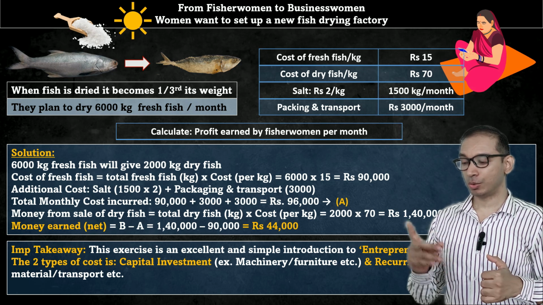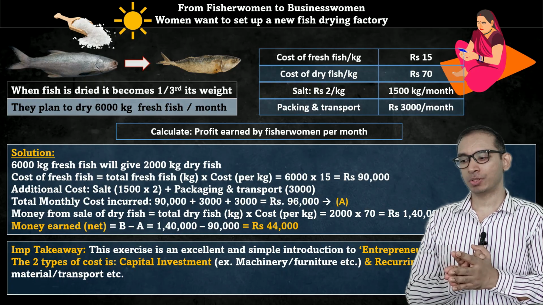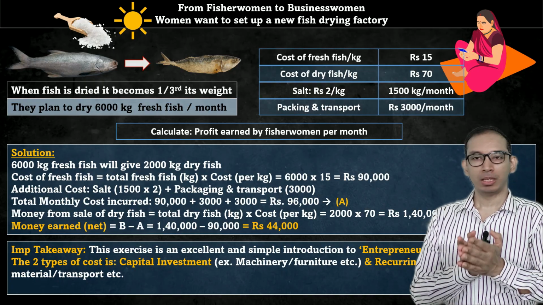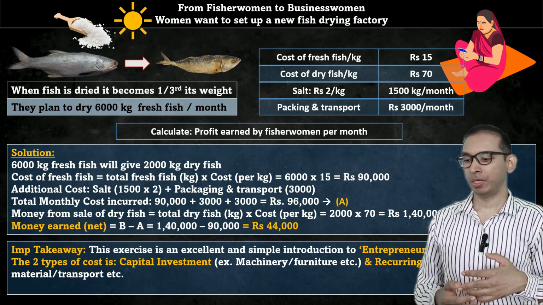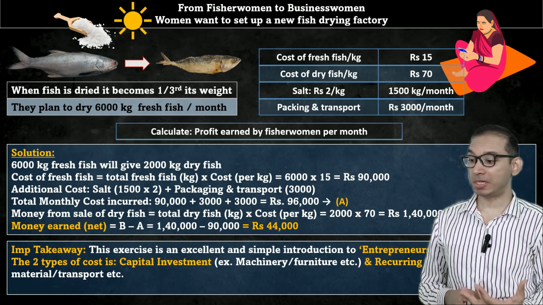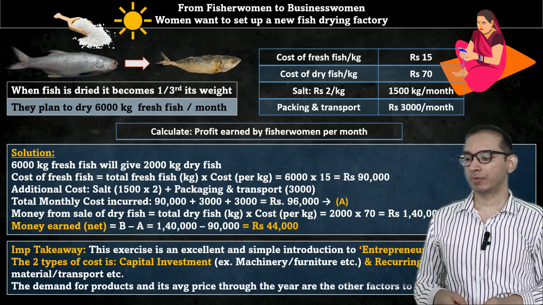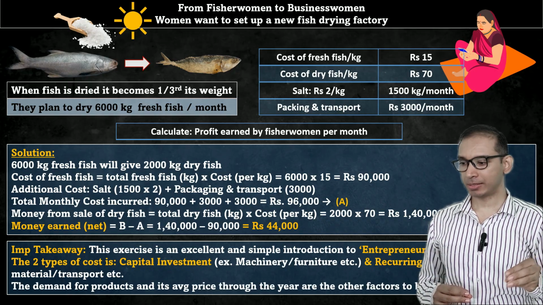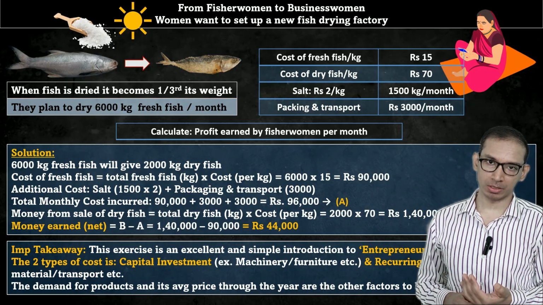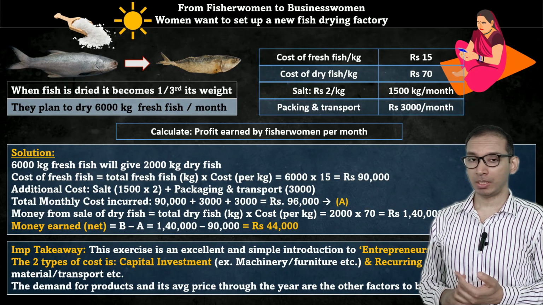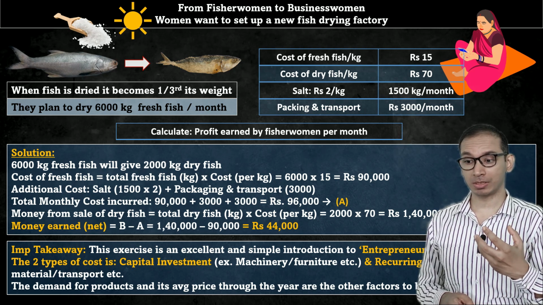So once again, two types of costs. In any business that you start, you have two types of costs. One is your capital investment that goes into your initial setup. It could be machinery, it could be furniture. And the recurring cost, which is for the raw material, transport, etc. The demand for products and its average price varies throughout the year, and that is an additional factor you may have to consider in your business. So anyway, this is a very good start towards an understanding of how businesses are done and run.